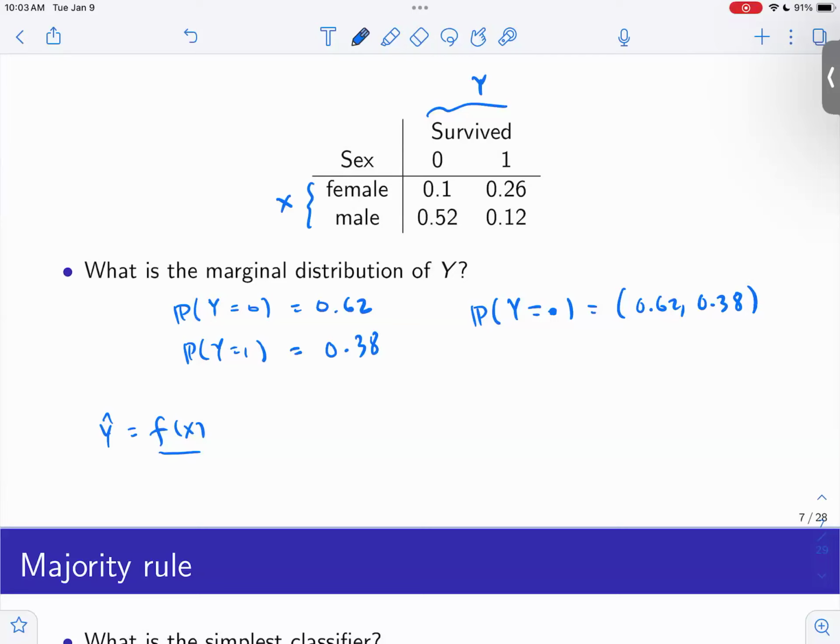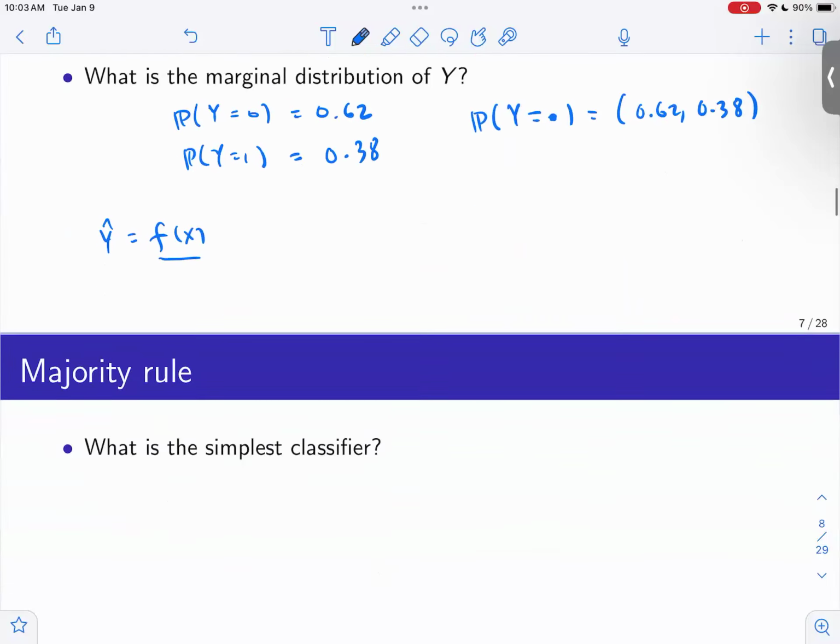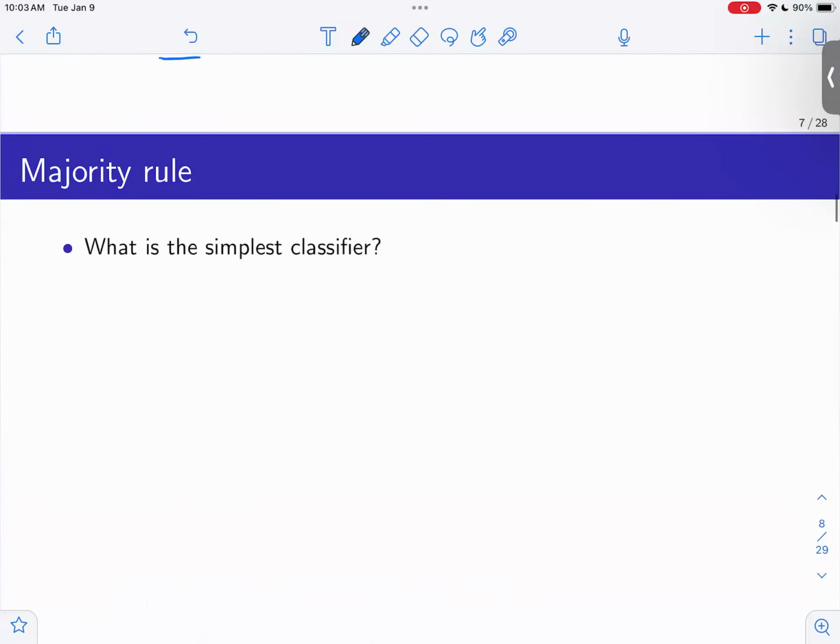So if I just want to ignore X, what is the optimal thing to do here? How should I predict Y? Predict everything as 0. Why? Because it's more likely to be 0. Yeah, that's very intuitive. If I want to ignore every other piece of information and you just ask me to predict, I'm going to predict that someone you give me is going to die, right? That's going to be correct 62% of the time. So the simplest classifier is what they call majority rule.